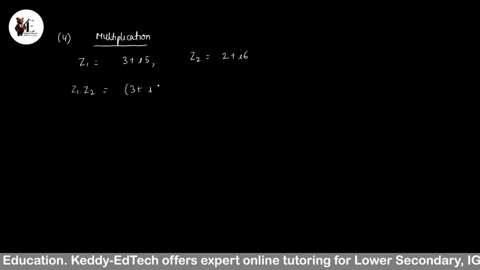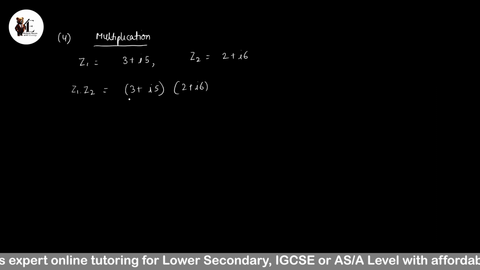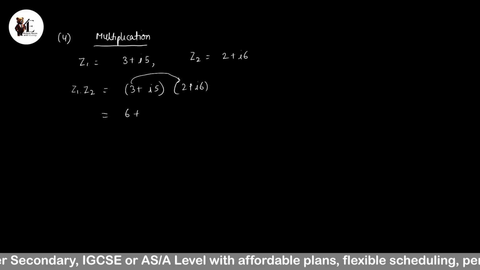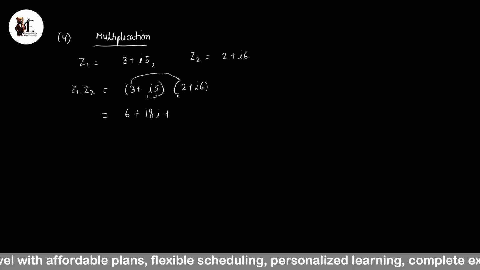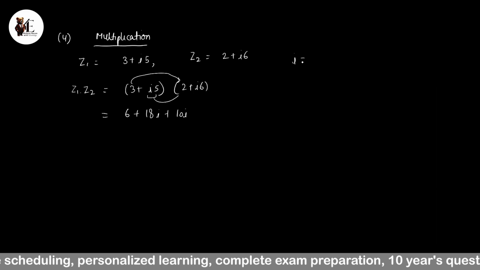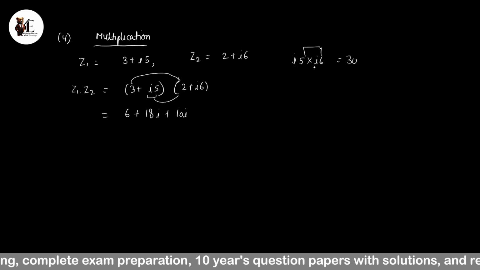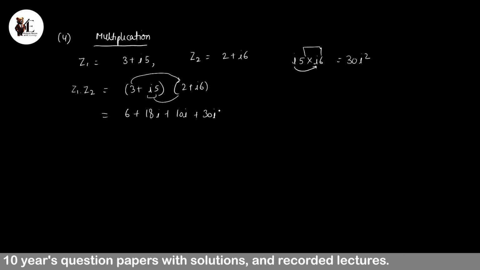And we have to find Z1 into Z2. That is 3 plus 5i and 2 plus 6i. So we'll follow the same process like we do in algebra. Firstly, this 3 will be multiplied by 2, that is 6. And then 3 will be multiplied into 6i, that will become 18i. And 5i into 2, that will be 10i. And 5i into 6i. So multiply the numbers 5 into 6, 30, and i into i, that will be i square. So plus 30 i square.